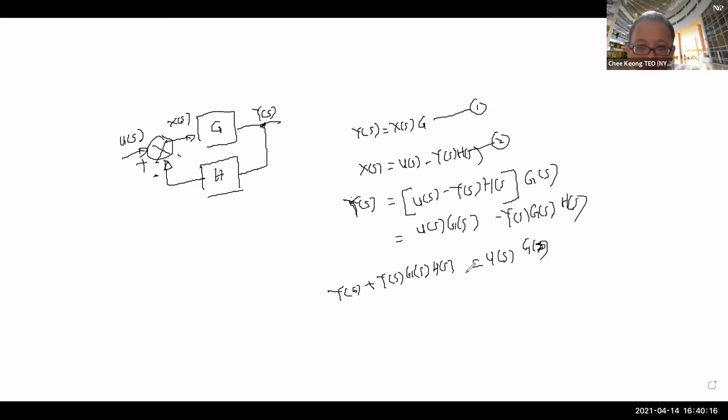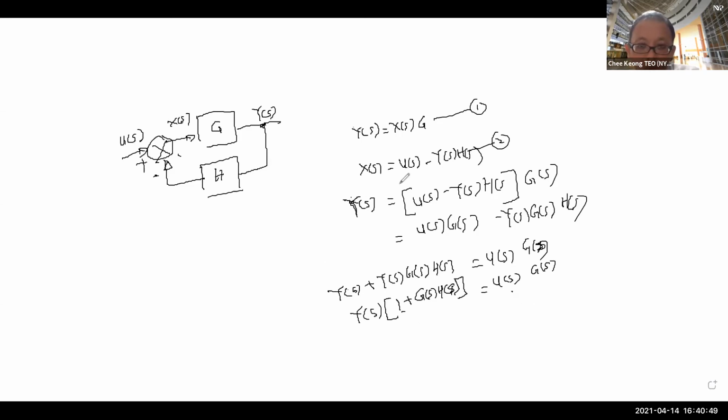So if you take the common factor Y of s, then what you have is 1 plus G of s H of s. That is this side. And then of course here you have U of s multiplied by G of s. So there's no this term. This line here will be rejected.